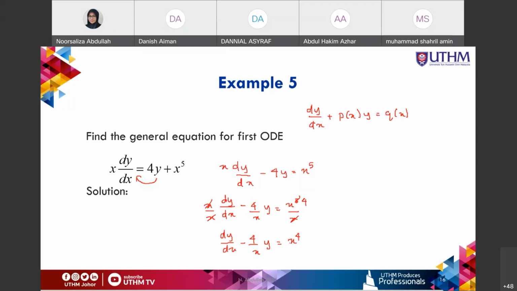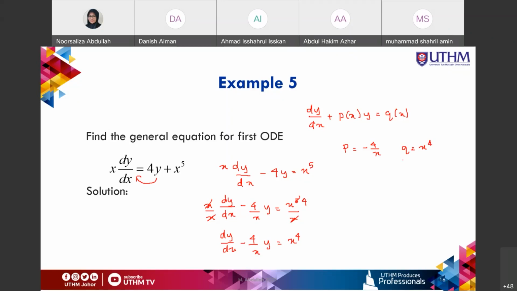Okay, next, you identify what is P and what is Q. So P equals negative 4 over x, and Q equals x kuasa 4, x power 4.